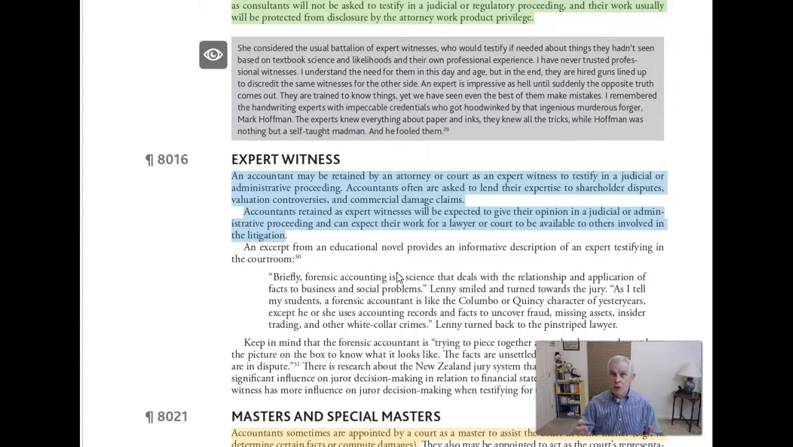So there's a big difference between a consultant. You work behind the scenes, completely under the umbrella of the attorney. With the expert witness, yes, you're still working for the attorney, but your work's going to be out there with your opinion, and you have to defend it. So they're completely different, the consultant and expert witness.